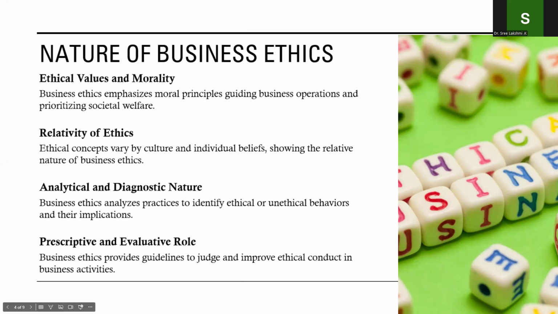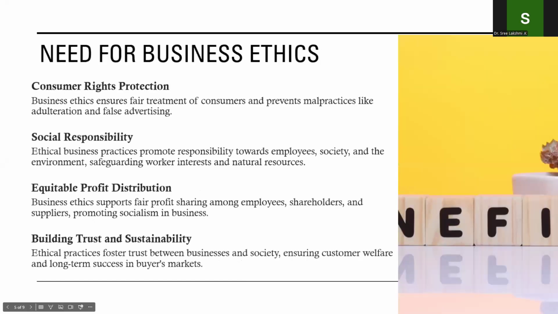The next is the prescriptive and evaluative role. Business ethics provides guidelines to judge and improve ethical conduct and behavior in day-to-day business activities. The next feature talks about the interest of society. Business ethics implies that the business has a social responsibility to protect the interest of all those groups involved, such as employees, shareholders, and consumers.